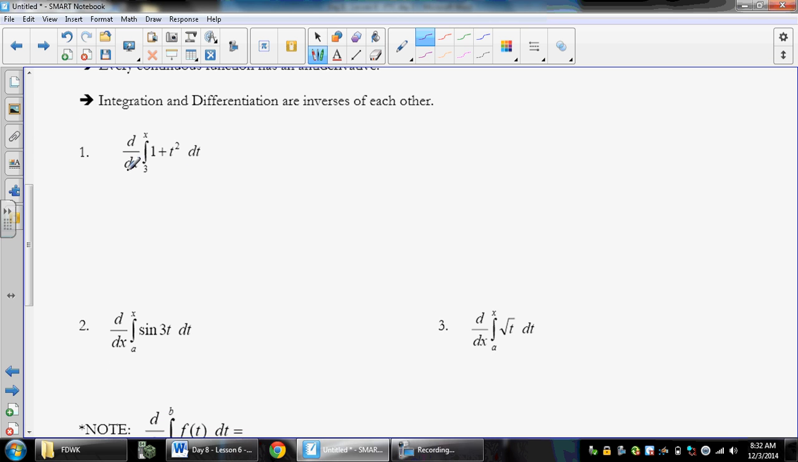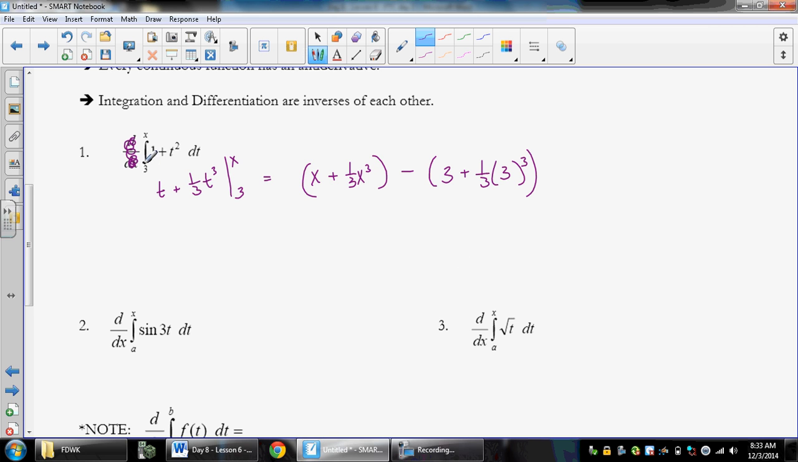So if I want to take the derivative of the integral from 3 to x of 1 plus t squared dt, here's what I'm going to do. I'm going to forget about the derivative for a second and ask, how would I evaluate the integral of 1 plus t squared from 3 to x? I take the antiderivative, which would be t plus 1/3 t cubed, and I'm supposed to evaluate that from 3 to x. And that's going to give me x plus 1/3 x cubed minus 3 plus 1/3 3 cubed.